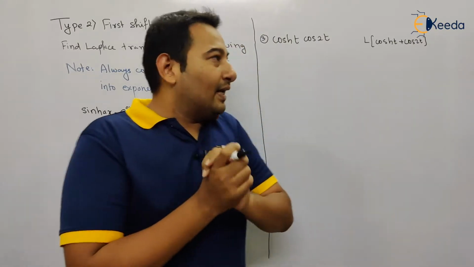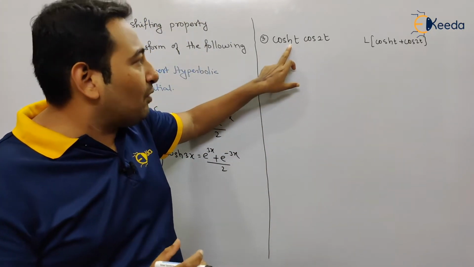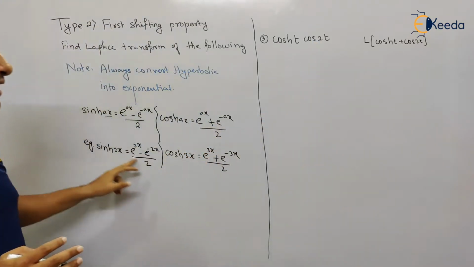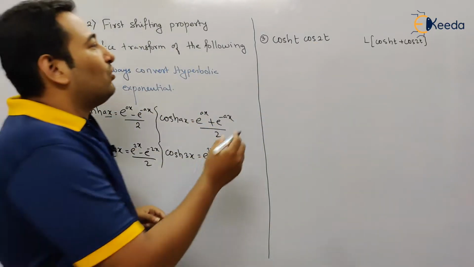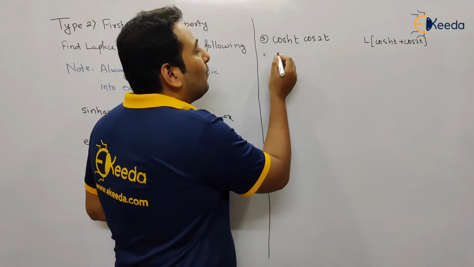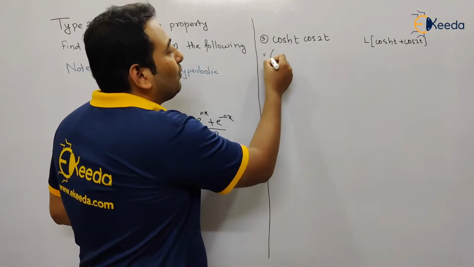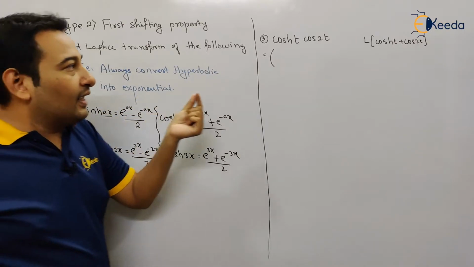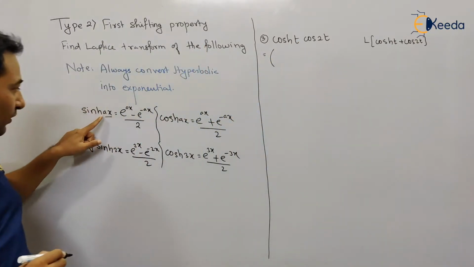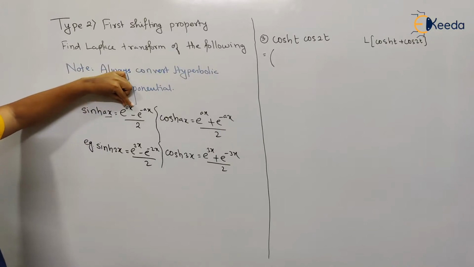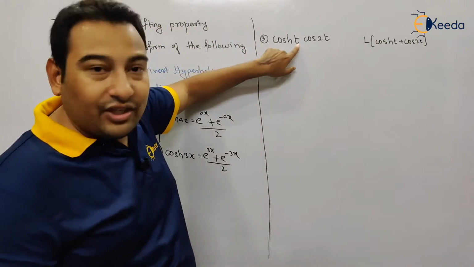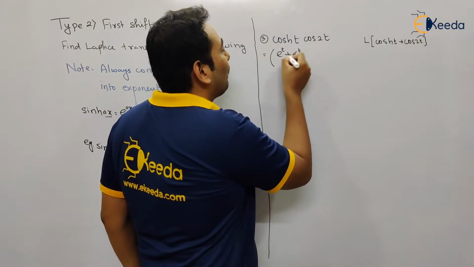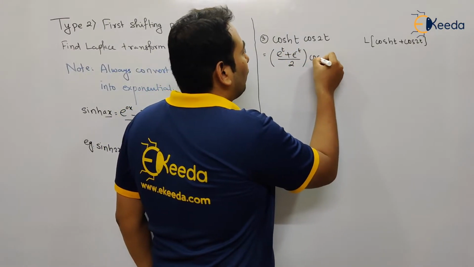The same way here, a hyperbolic term is with a trigonometric term. If this is the case, you are going to apply the note. And what is the note saying? Always convert hyperbolic into exponential. So see here, if it is ax, here it is ax. Whatever is with h will become the power of e. So with h here we have t, so it will be e raised to t plus e raised to minus t upon 2 into cos 2t.